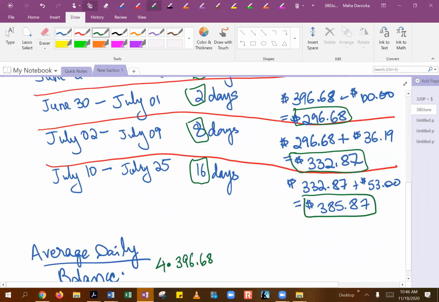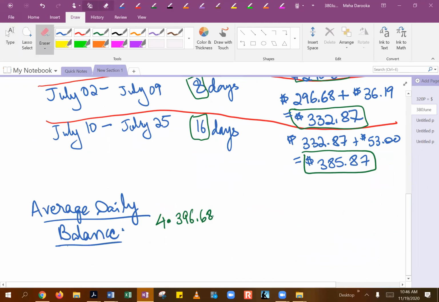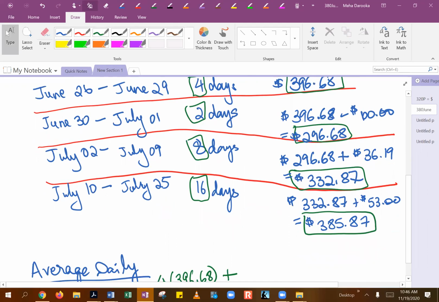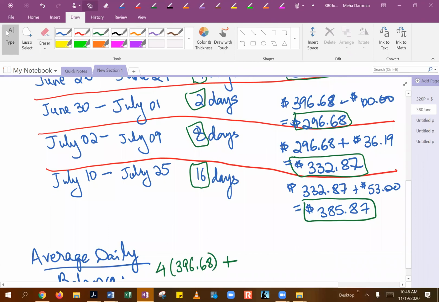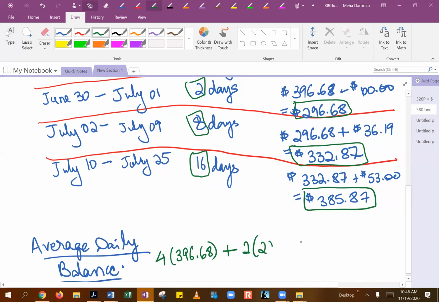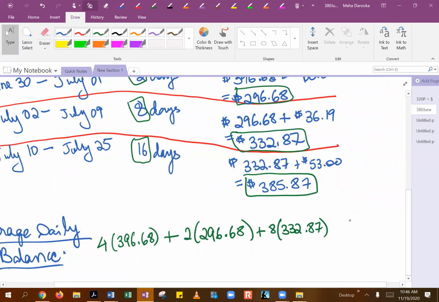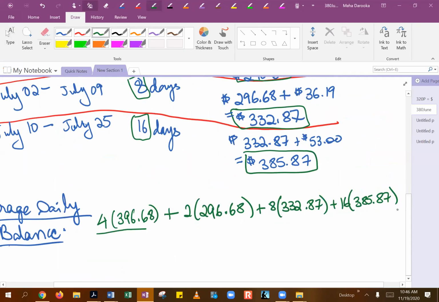And if it helps, you can put these in parentheses also, so you're multiplying. Then we add. Move on to the second one. So this was 2 days at $296.68. Then the next one, we have 8 days at $332.87. And then the last one we had was 16 days at $385.87. So this will give us your numerator.